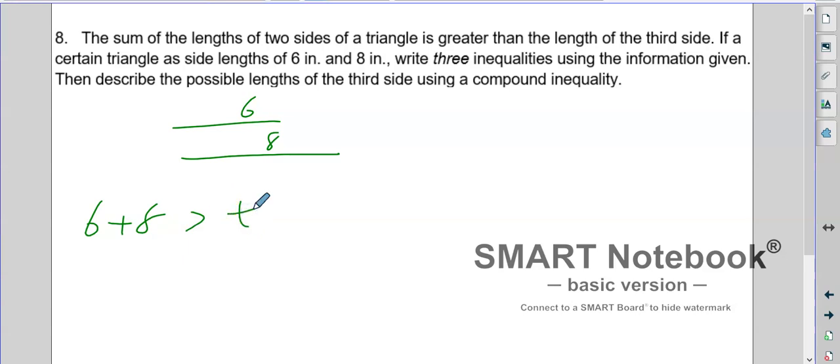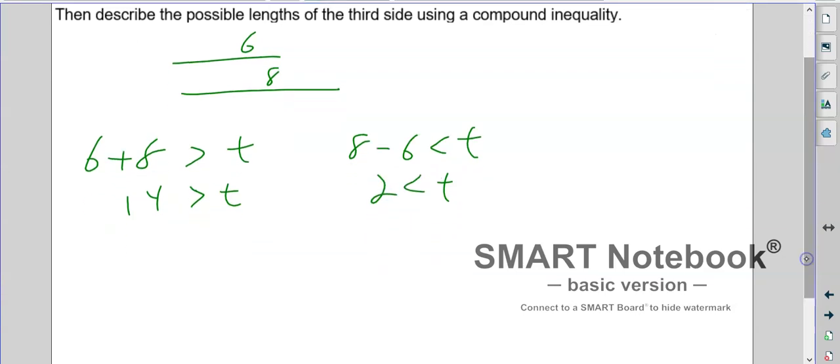All right. Now, if you remember from geometry, if you subtract them, shoot, silly me, 6, the third side has to be greater than the difference of those. All right. So if I put those together as a compound inequality, I have T must be less than 14, and T must be greater than 2. And if you want to write them this way, you can. T less than 14, T greater than 2.